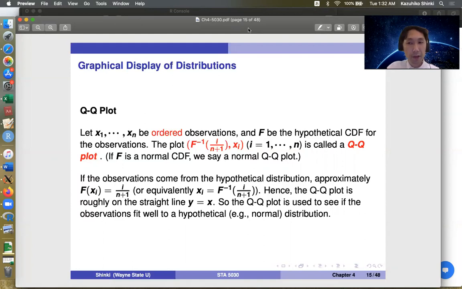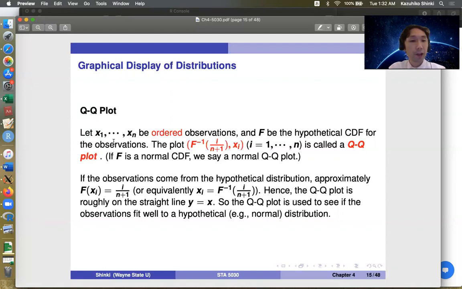Hi everyone, in this video I would like to explain the QQ plot. So Q stands for quantile function, that is the inverse of the CDF, cumulative distribution function. And in QQ plot, we have two Q's, so we compare the two quantiles. The QQ plot is used to check if observations are distributed normal, or in general, to check if observations are distributed as a specific function.